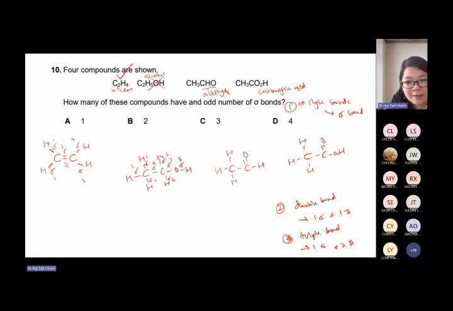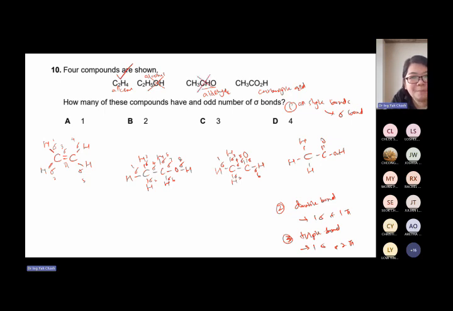Cross. Okay, aldehyde, sigma, sigma, sigma, sigma. Double bond, 1 sigma, 1 pi. Single bond again, sigma. 1, 2, 3, 4, 5, and 6. Oh, again, even number of sigma bonds.